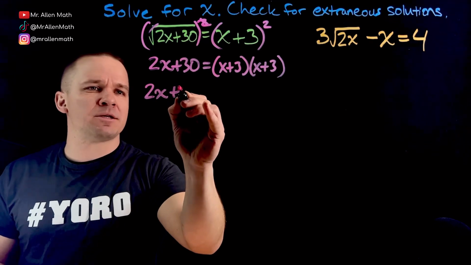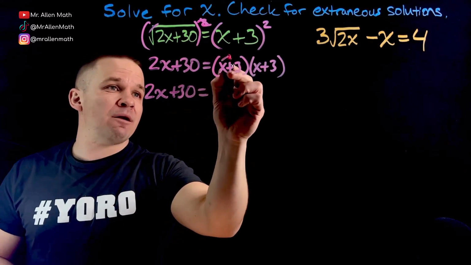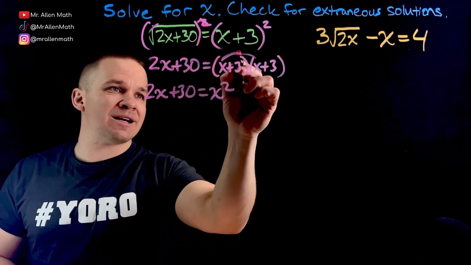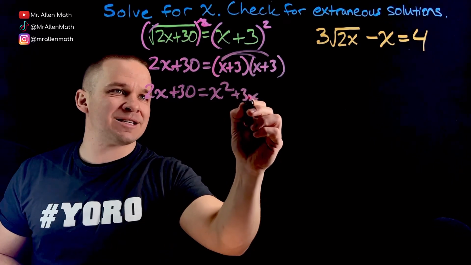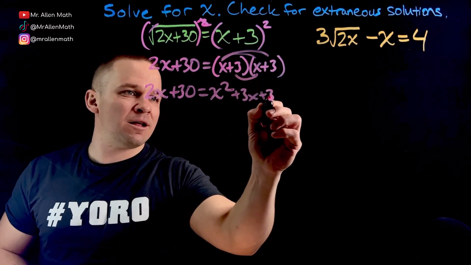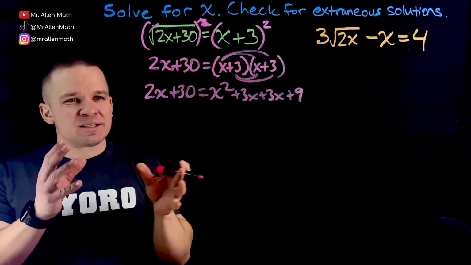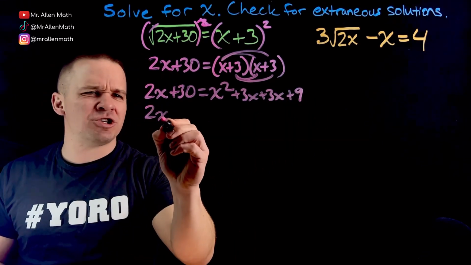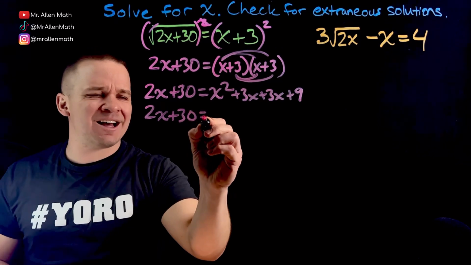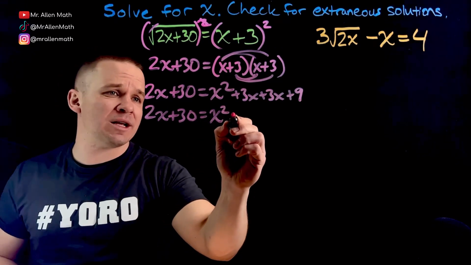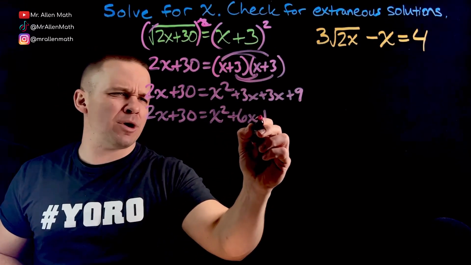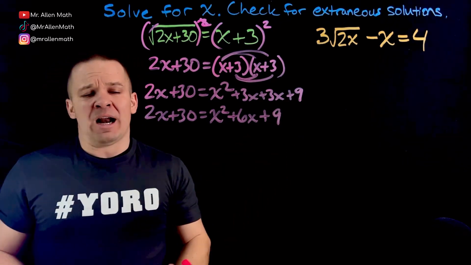Okay, 2x plus 30 equals, I'm going to have x times x is x squared. x times 3 is 3x. Then I got 3x again. And then I've got positive 9. All right. Let's combine some like terms, shall we? We shall combine some like terms. I can't on this side, but I can on my right-hand side. We got plus 6x, and I got plus 9. All right, I'm dealing with a quadratic.